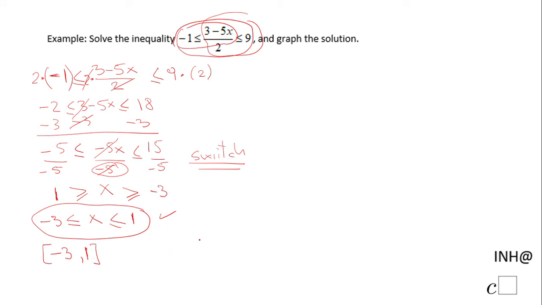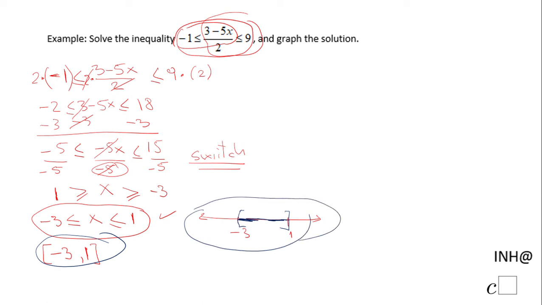Similar for the graphical approach, I'm going to put -3 here, 1 here, the two brackets, and I'm going to shade between. This is the solution in a graphical format. So, interval notation, a graphical format, and also I want you to see a technological approach.